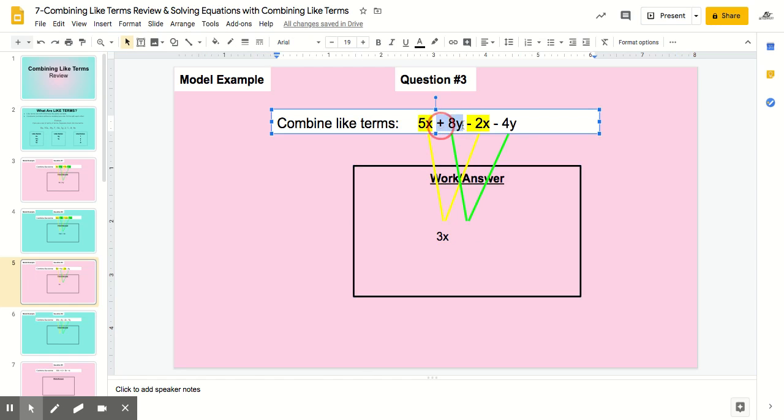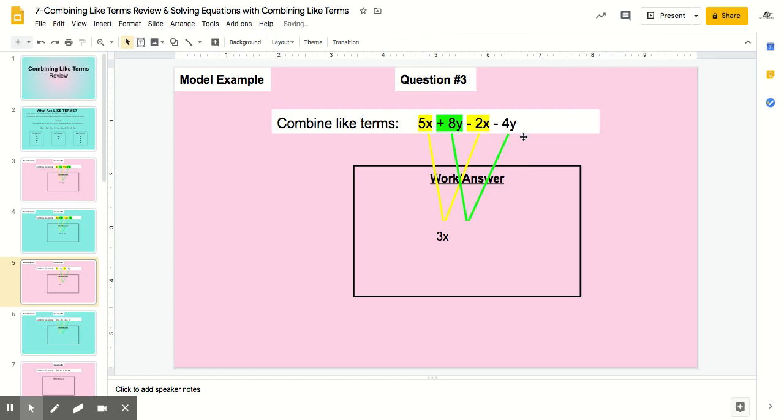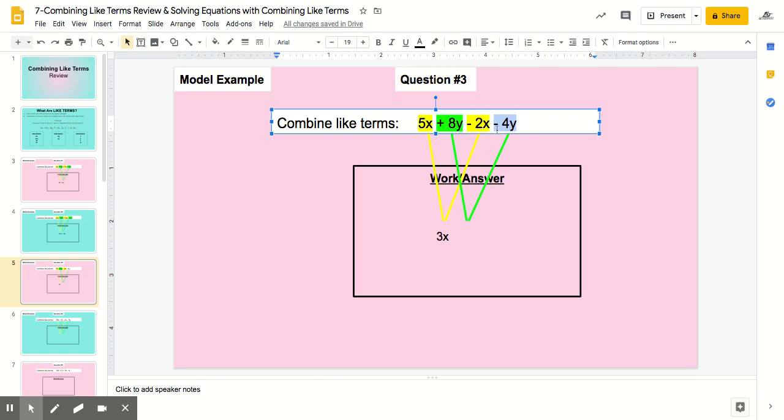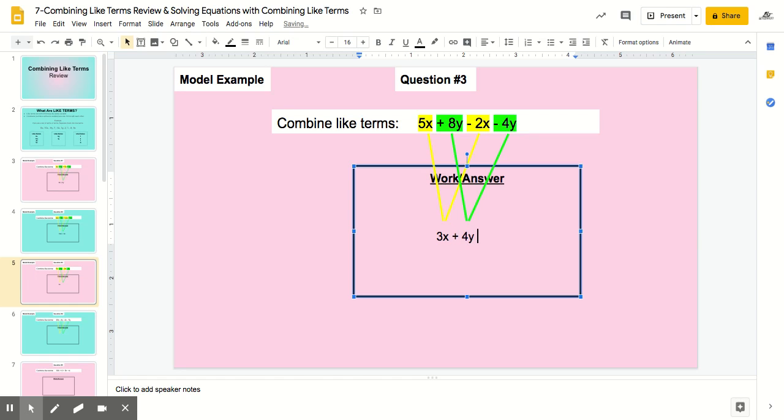Okay, now I have more like terms. I have a positive 8y and, be careful, a negative 4y. So now I'm adding positive 8y plus negative 4y, and positive 8y plus negative 4y is a positive 4y. So I write that plus sign in the middle. You guys can't forget to write that plus sign, because if you just write 3x 4y, that is incorrect. Remember, our answer is always an expression, which means we need an operation in it. So even if it's a positive number, we write the plus sign. If our answer was a negative number, we would write the minus sign.